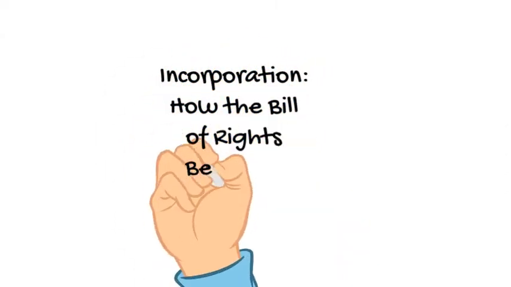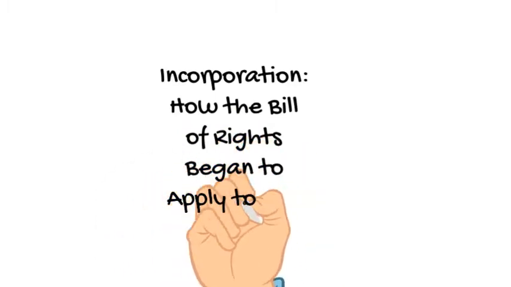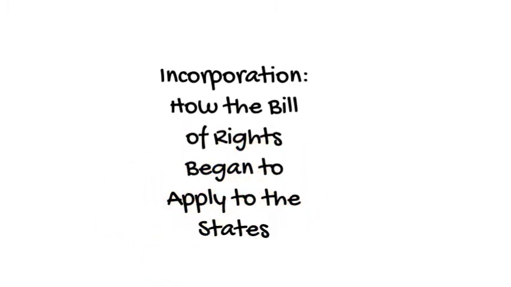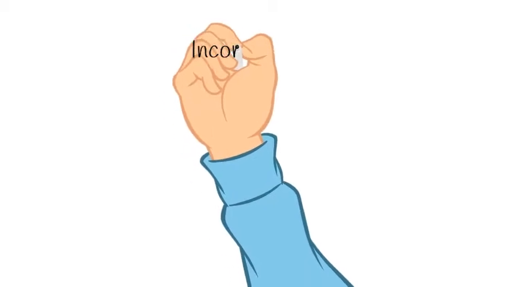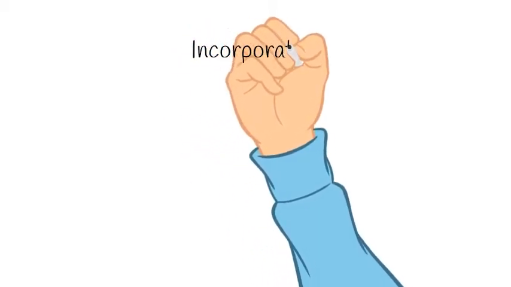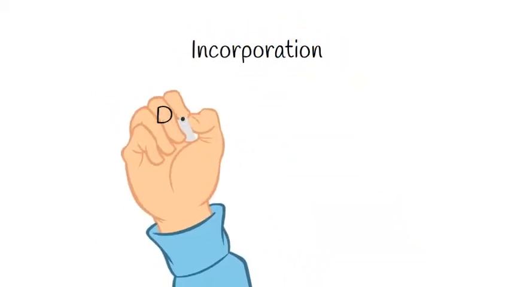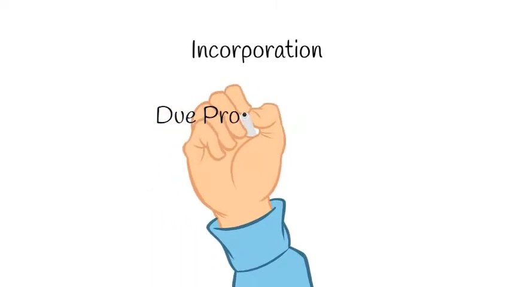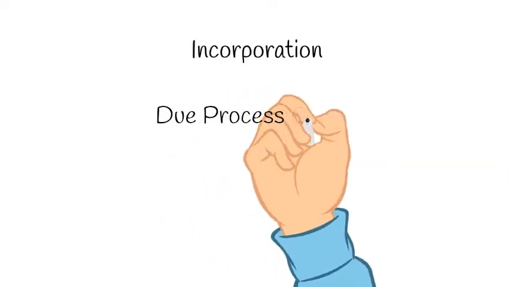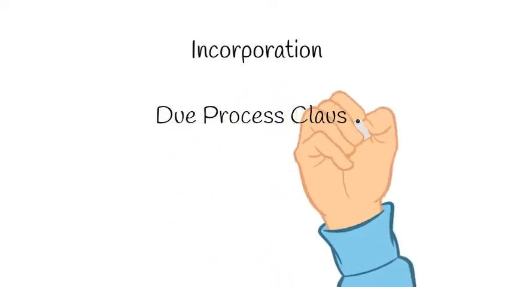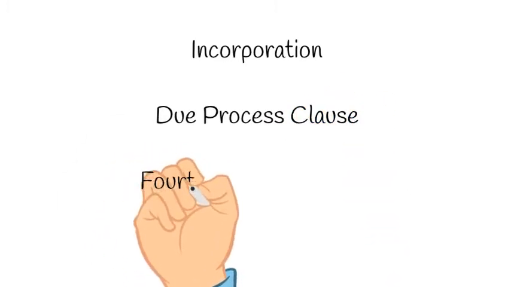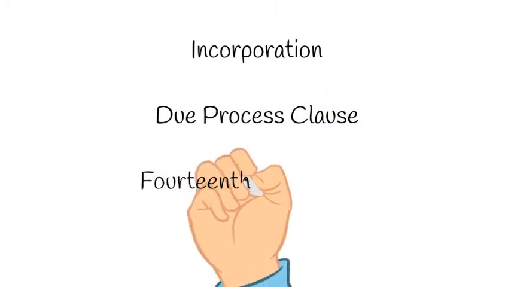Incorporation: how the Bill of Rights began to apply to the states. The Bill of Rights slowly began to be applied to the states through the constitutional doctrine of incorporation. Incorporation used the due process of law clause from the 14th Amendment to gradually apply clauses from the Bill of Rights to the states.